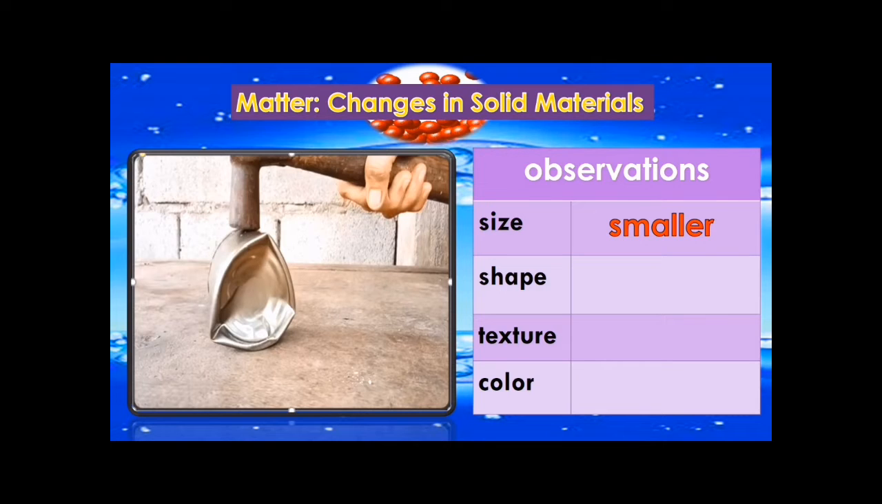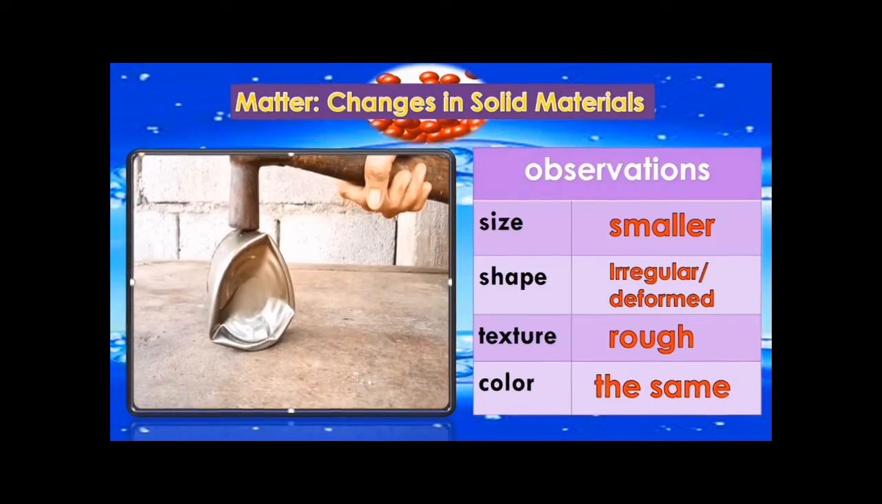Is there a change in its shape? Right, the empty can deformed or changed into an irregular shape after it was hammered. What can you say about its texture? Yes, the empty can became rough after it was hammered. Did it change its color? Right, nothing has changed in color.